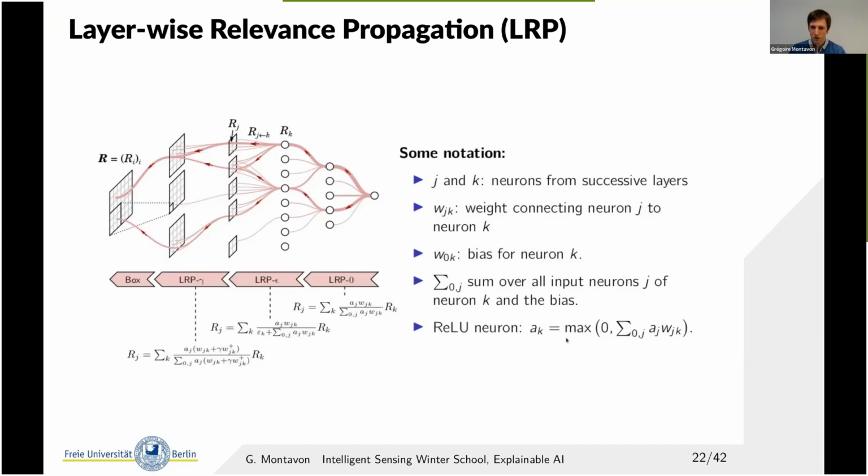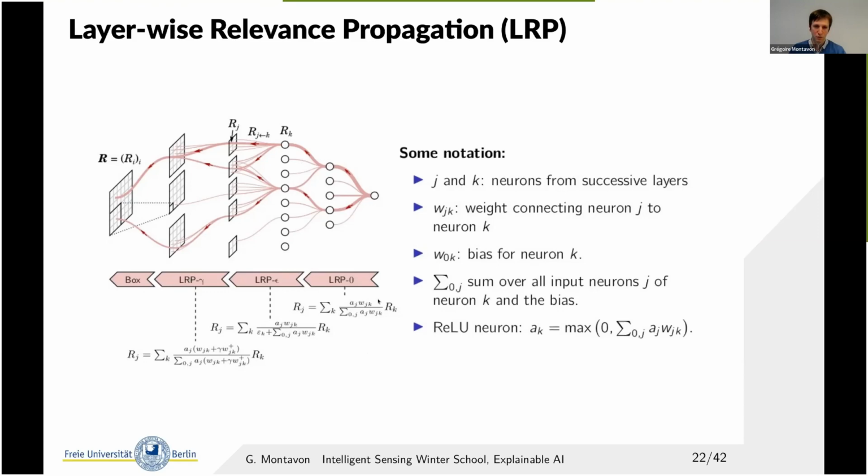You can write, between two layers in a generic way, the activation of K as being some nonlinear function, typically the ReLU of the weighted activations in the layer below. This is the neuron equation. Now the idea is to define not functions that map the signal forward, but functions that map the signal backward, and we call them propagation rules. There can be different propagation rules at different layers, for example to optimize explanation quality.